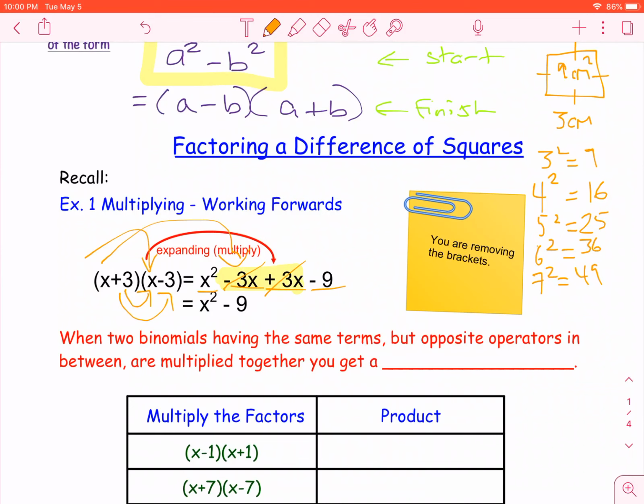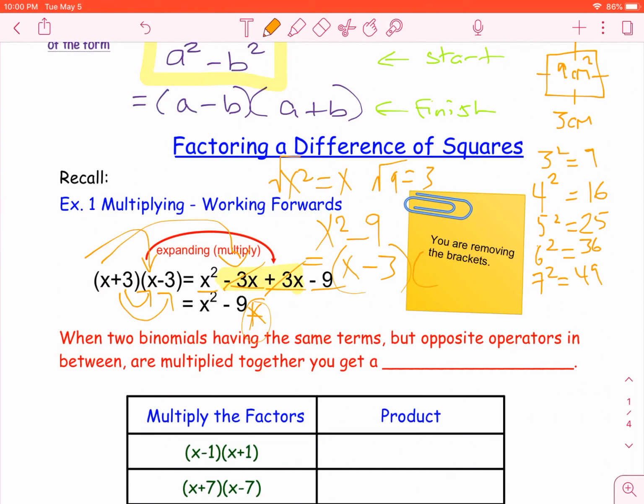So this is how we multiply through FOIL, but if we started at the very bottom here, which is our product, I can factor this using the difference of squares method to figure out what that would be as a factored equation. How I would do that is I would just take the square root of each term. The square root of x squared is just x. The square root of 9 is just 3.